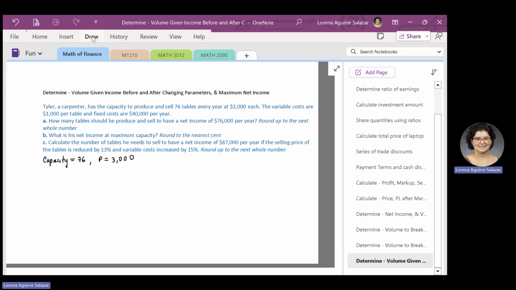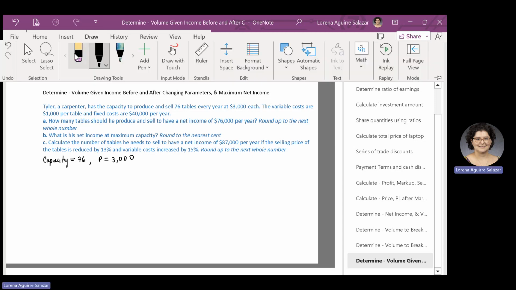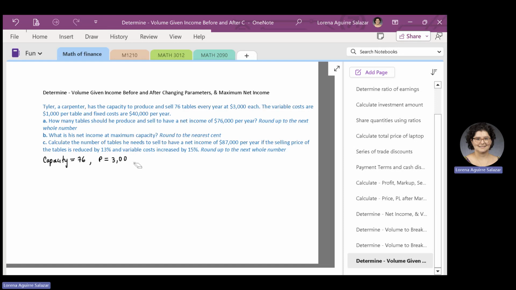Okay, next, we work on variable costs. We have that Tyler has variable costs of $1,000 per table. Variable costs are denoted by VC. Examples of variable costs are costs of all materials, cost of labor, and revenue-related costs such as sales commission, royalties, etc., that are necessary to produce one item. Here, variable costs are $1,000. So we have $1,000 for VC.